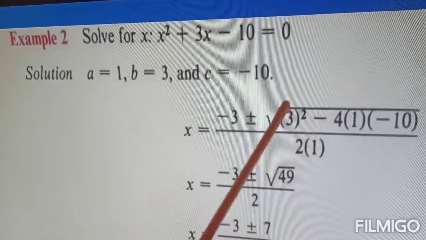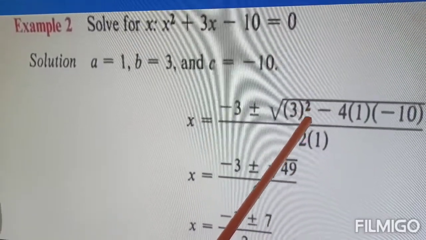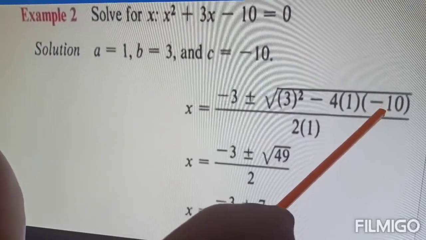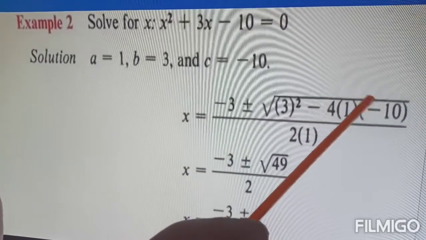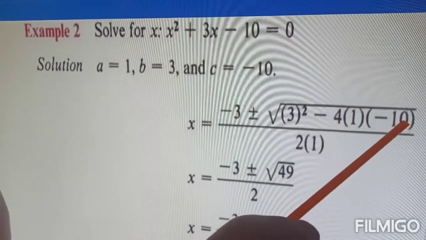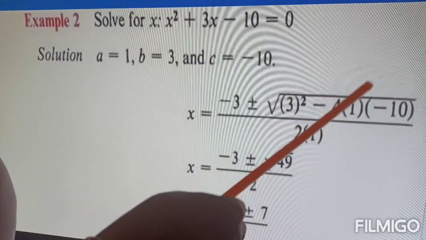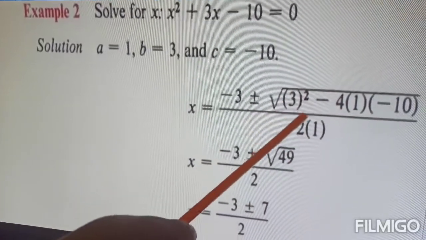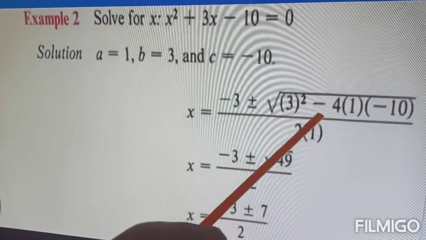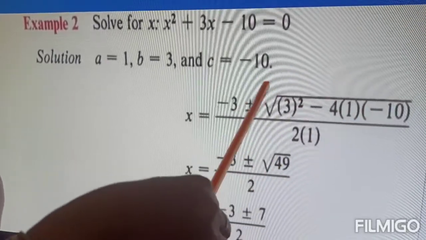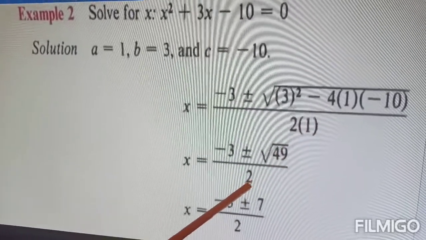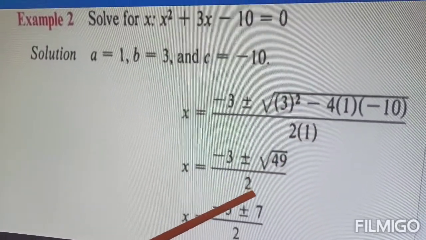Now simplify this part. 3 square is 9. 4 into 1 is 4, and 4 into 10 is 40. Minus into minus is plus, so plus 40. This is plus 9. Now both are plus, no? Now we add these two. 9 plus 40 is 49. The whole root becomes root 49. In the denominator, 2 into 1 is 2.